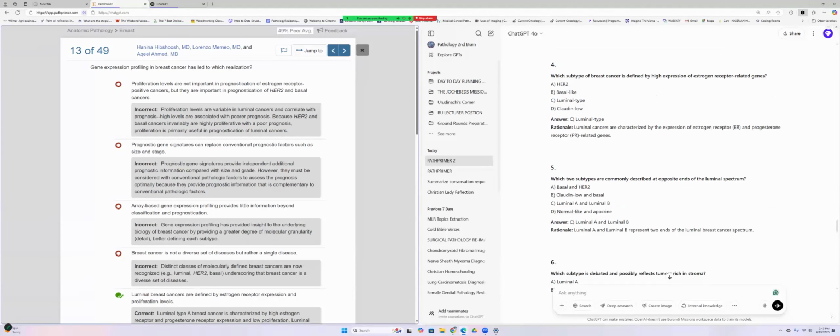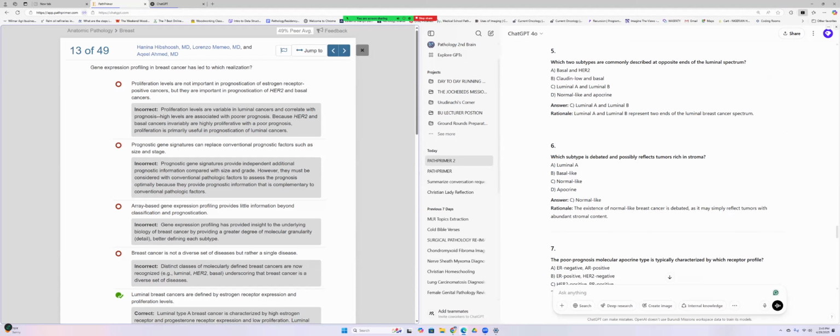Which subtype of breast cancer is defined by high expression of estrogen-related genes? Luminal type, not the basal-like type, not the HER2 enriched type. Which two subtypes are commonly described as opposite ends of the luminal spectrum? That is, luminal A and B are opposite ends of the luminal breast cancer spectrum. Luminal A is ER positive, PR positive, HER2 negative, while luminal B is ER, PR negative or low, with HER2 variable, right?